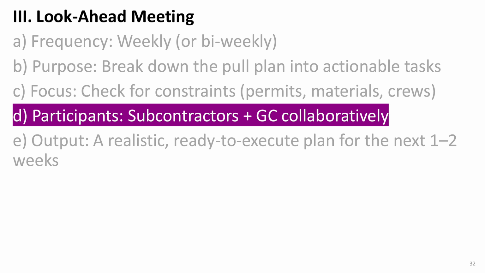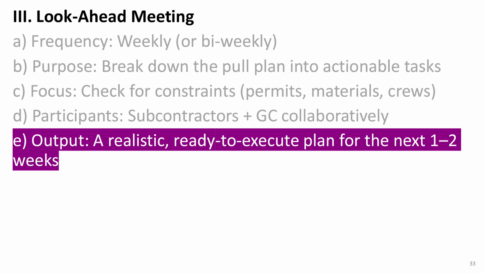This isn't something the general contractor handles alone. Subcontractor involvement is essential. Their input ensures the schedule reflects what's actually happening in the field, not just what looks good on paper. By the end of the session, the team should walk away with a clear and realistic plan for the next 1 or 2 weeks, something that everyone understands, agrees to, and is ready to execute.